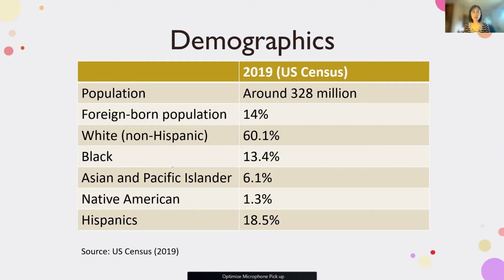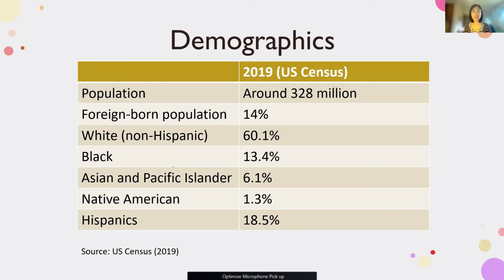The US is also very diverse in terms of its demographics. Demographics refers to information about the population and about different groups of people. According to the US Census in 2019, the population of the US is around 328 million. Within this population, about 14% were foreign born. It means that 14% of the people living in the US were born in another country, like me.